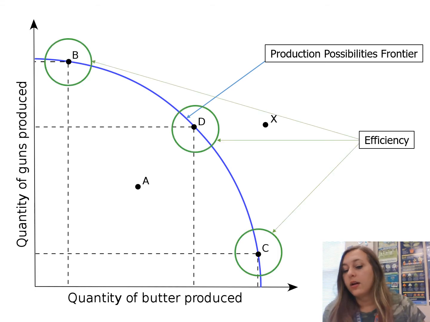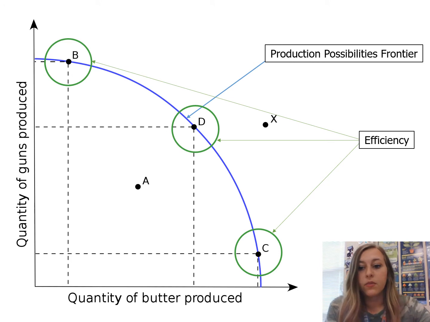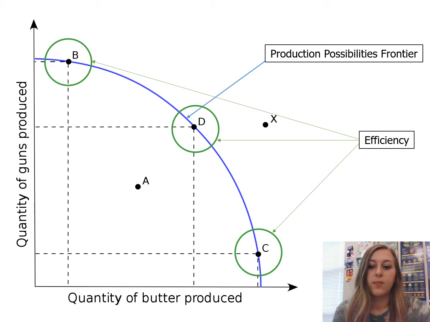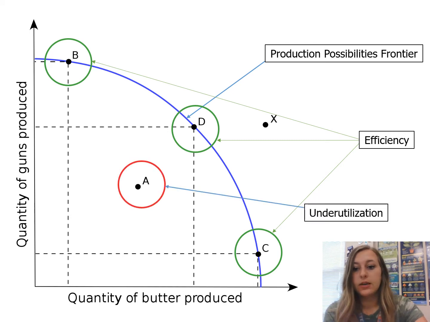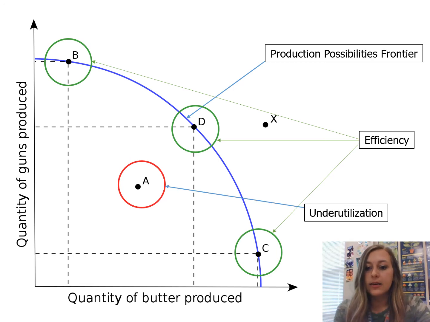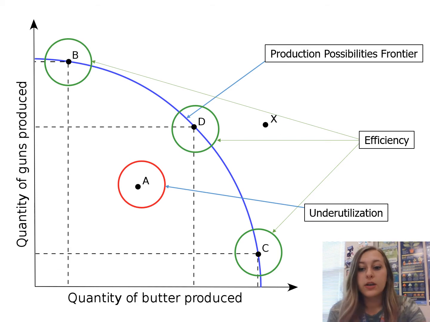Now, points of efficiency. This economy is using their resources in an efficient manner at points B, D, and C. As you can maybe guess, the point of underutilization is then point A. You'll also see point X. Point X is not possible given the current technology and resources available to this economy.